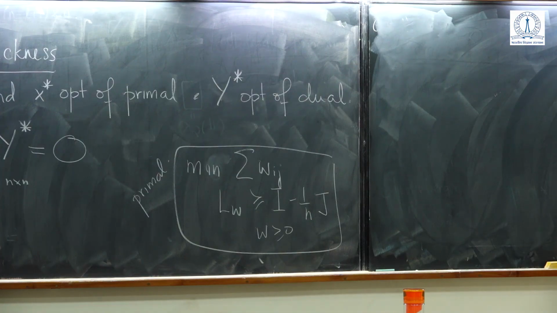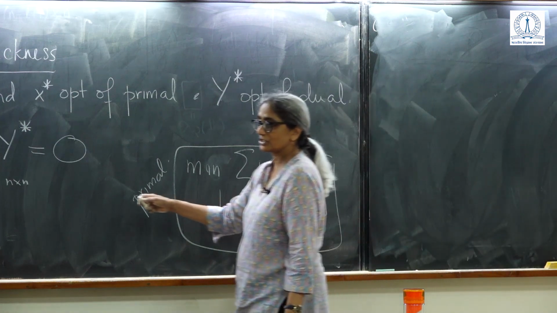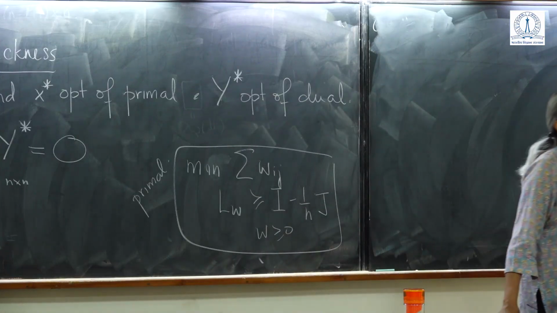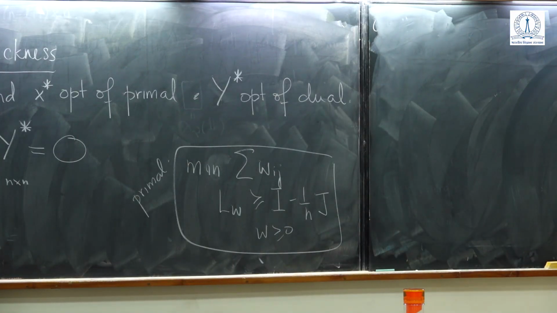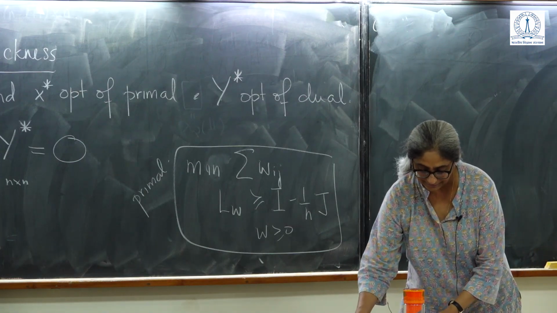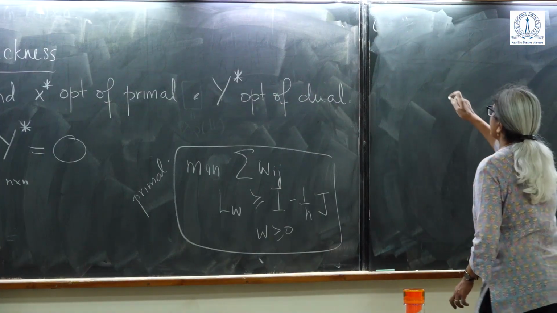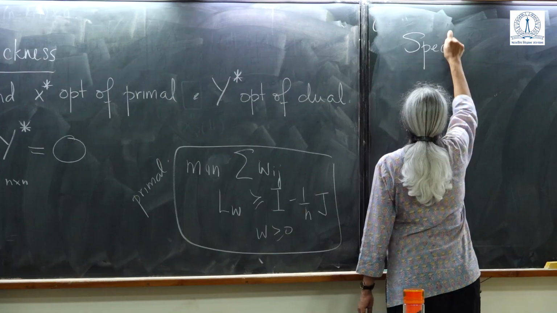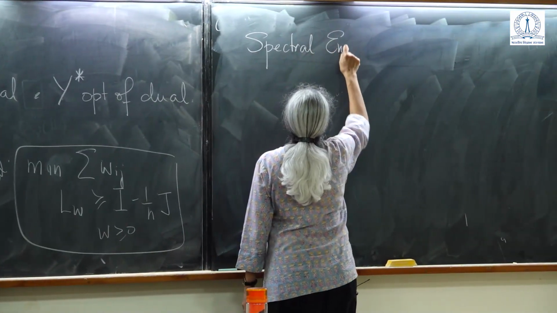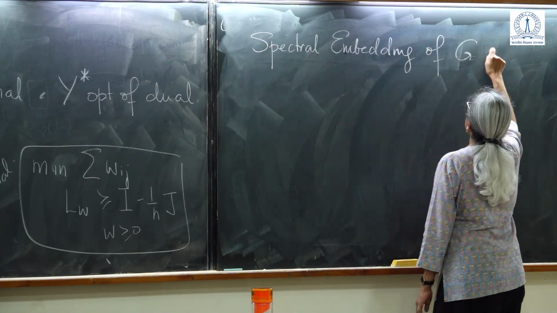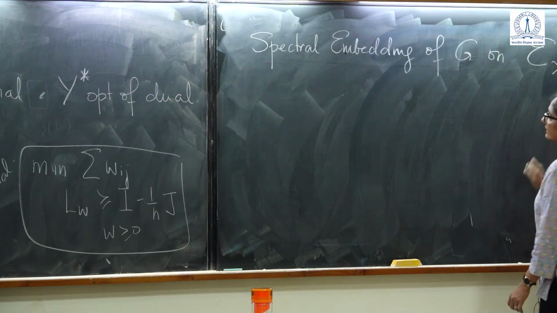Then at the end of the day, when you analyze what this complementary slackness condition is telling us, it is telling us that the graph has to be embedded in a very special way on the eigenspaces. Okay, that's what complementary slackness means. So all I need to do is to define what these embeddings are, and then I'm going to write the theorem. So let's define what a spectral embedding of a graph is. So spectral embedding of G on the eigenspace with eigenvalue lambda.